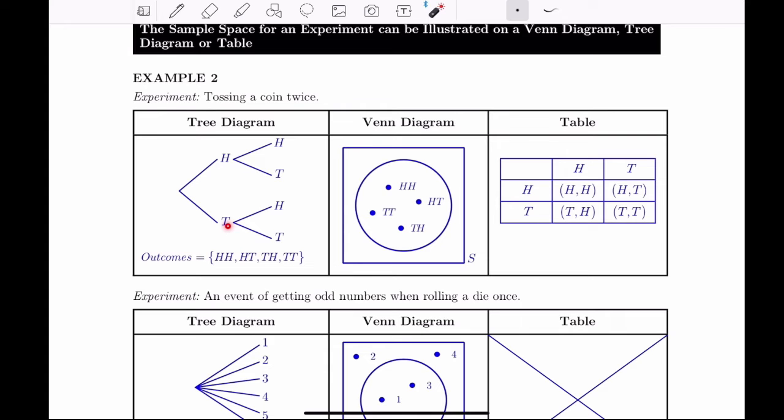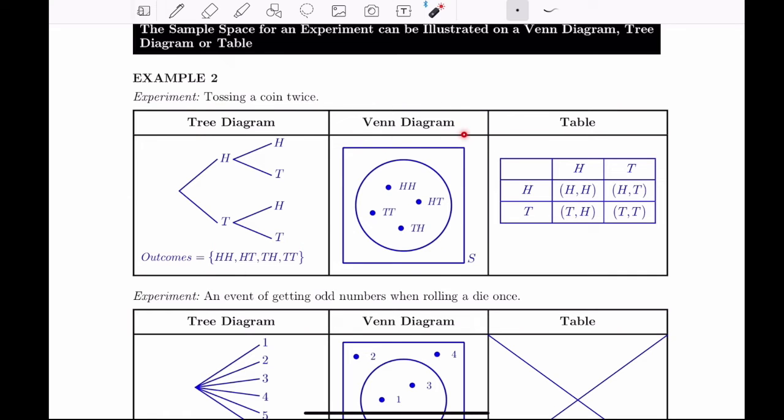When we toss the coin twice, at the second toss, we might get a head or we also might get a tail. So the possible outcomes are head head, or head tail, or tail head, or tail tail. So this is how we put our sample space.